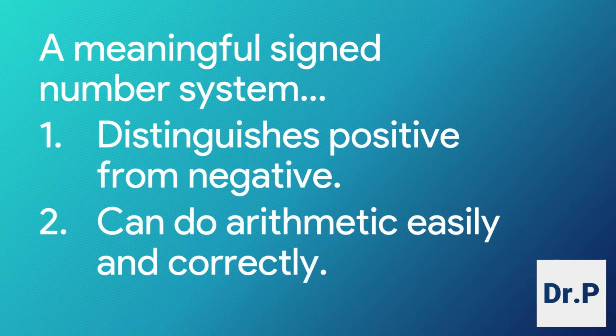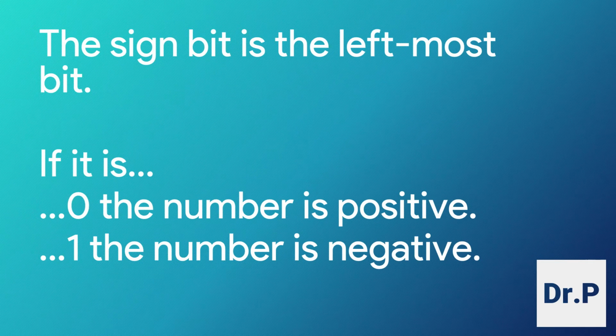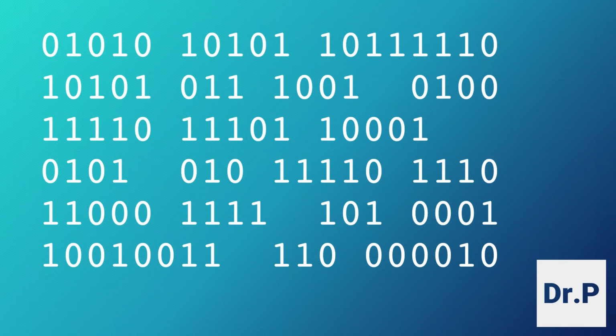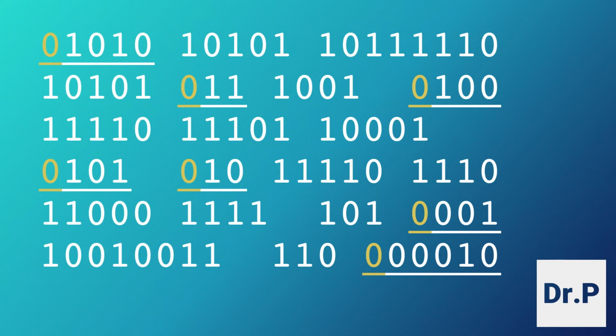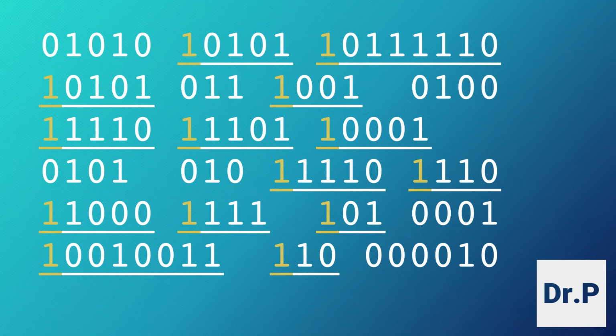What we need is a number system that, 1, enables us to distinguish between positive and negative values, and that 2, allows us to carry out binary arithmetic and get meaningful results. The way we satisfy our first criterion is to designate one of our bits as a sign bit. We'll use the leftmost bit to do this. Therefore, if I had a bunch of different signed binary numbers, all I would have to do is look at the leftmost bit, called the sign bit, to determine if the number is positive or negative. If the sign bit is 0, the number is positive. If the sign bit is 1, the number is negative.